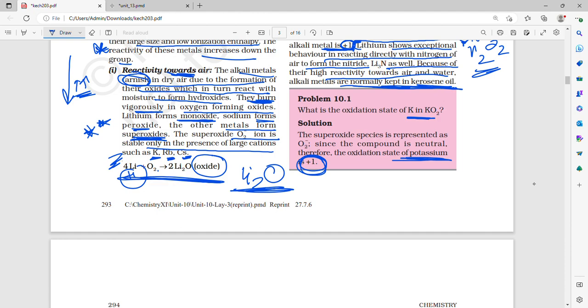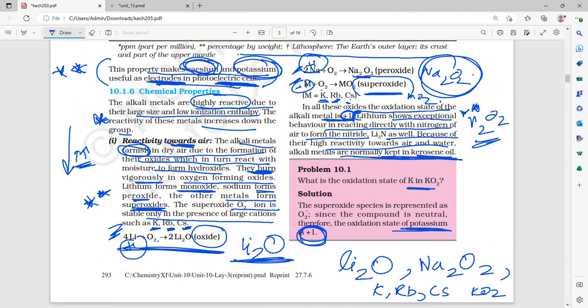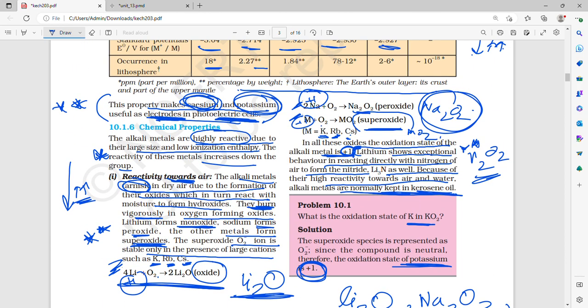So lithium is the only one which forms monoxide, that is, Li2O, whereas sodium will form peroxide Na2O2, whereas all the others, whether potassium, rubidium, or cesium, will form superoxides, that is KO2, RbO2, CsO2. And in all these oxides, whether monoxide, peroxide, or superoxide, the oxidation state of the alkali metal is always +1.